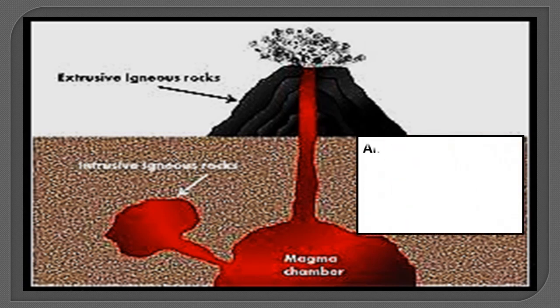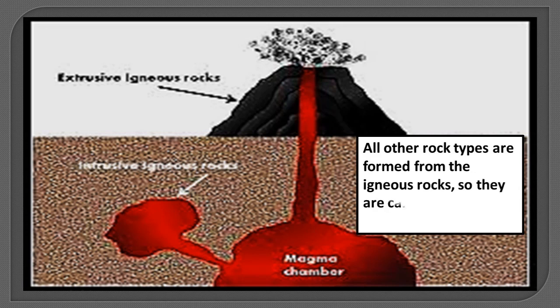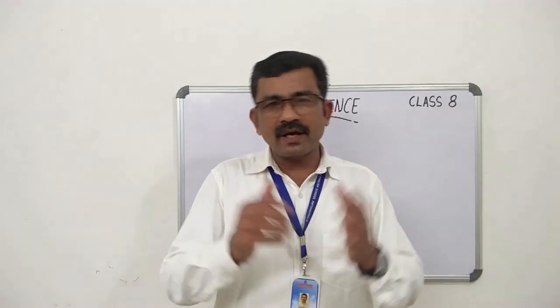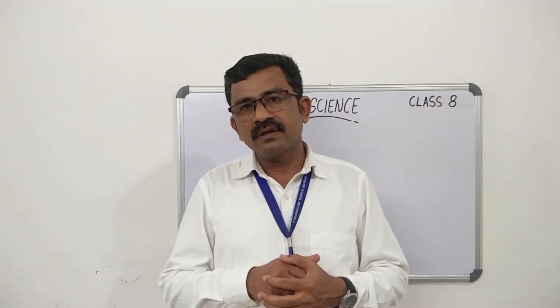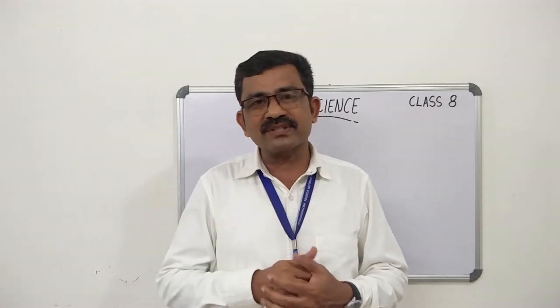Children, all other rock types are formed from the igneous rocks. So they are called primary rocks. So children, what is the other name of igneous rocks? Yes, primary rocks.